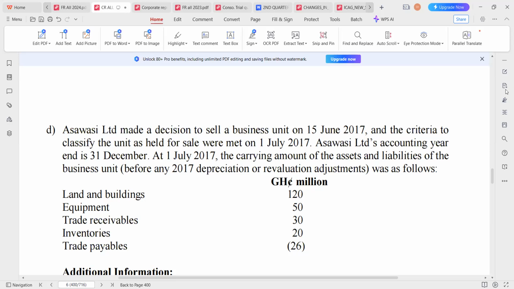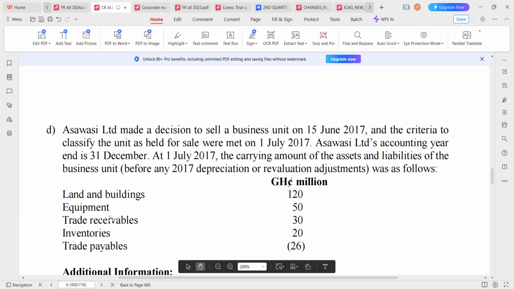That's before any 2020. Please, you are right. The answer you give me is right, but I still stand by it because it was not depreciated. They say since 1st July 2017, so it is 6 months. You are right.